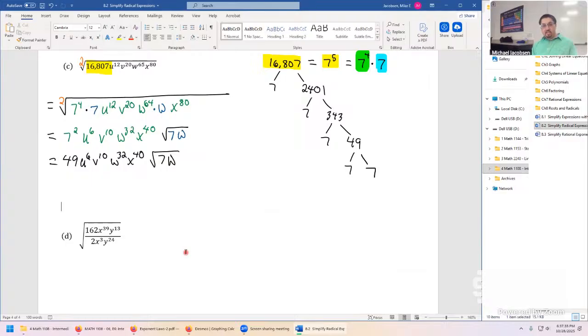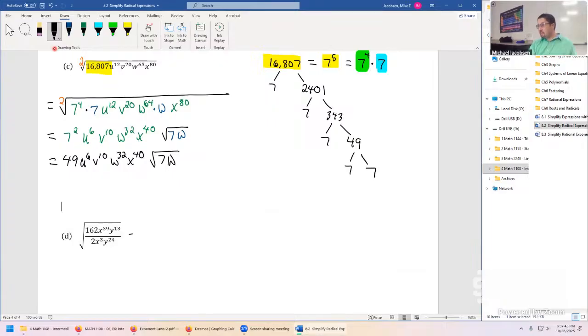Big idea on this one, though, is things do reduce in this problem. We can divide the 2 into the 162. That's one extra thing we can do if we have fractions to make it a little bit nicer, is do the reductions where possible. So divide 2 into 162 to leave behind an 81. x to the power 3 divides into x to the power 39. At scratch work, it would look like this. 3 factors inside x to the power 39 cancel off and leave x to the power 36. So x to the power 36 is left behind.